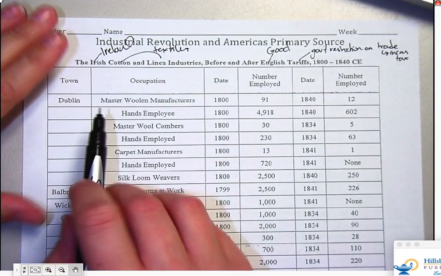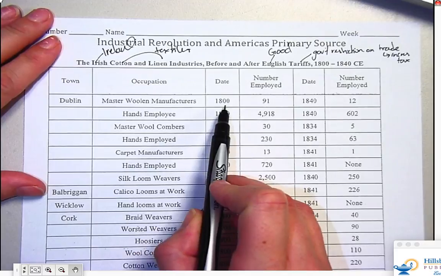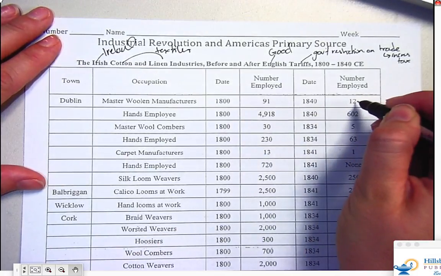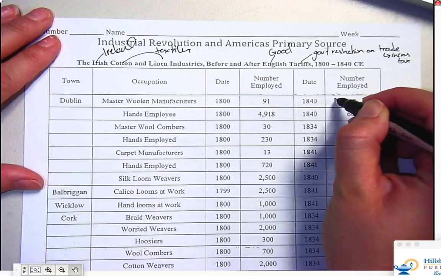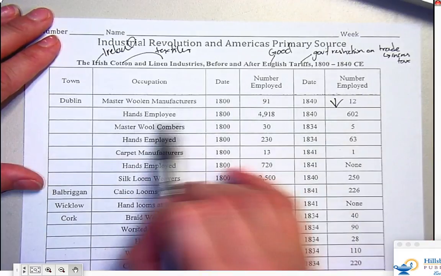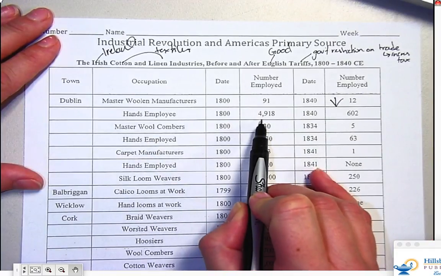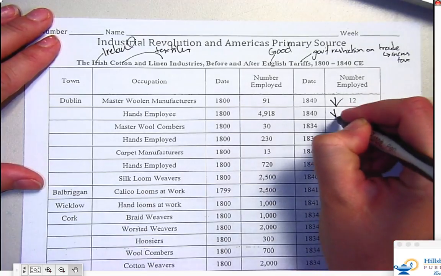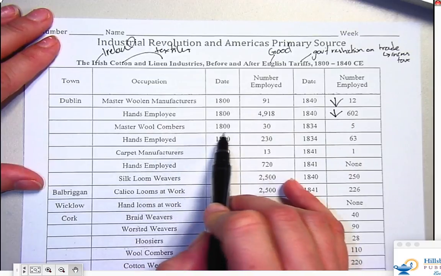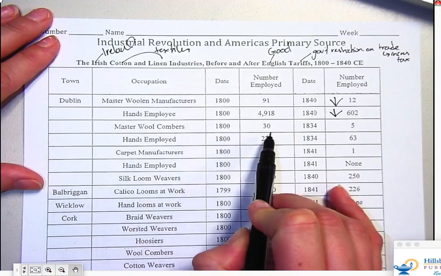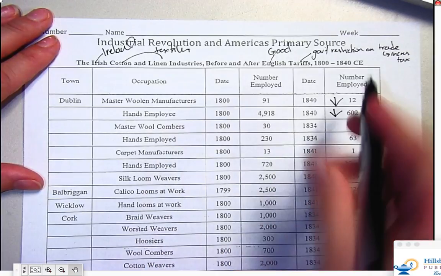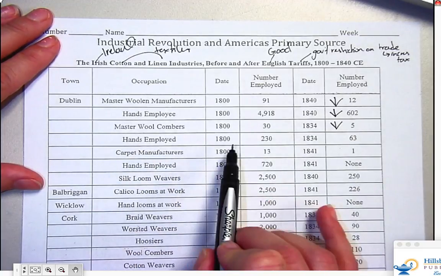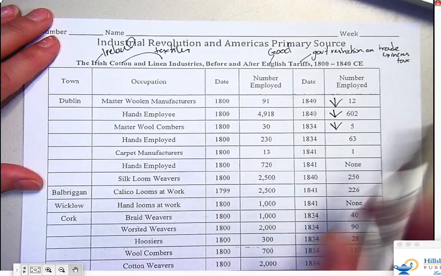Okay, so town, Dublin, master woolen manufacturers, 1800, 91 employed, 1840, 12. Is this up or down? Increase or decrease? Hands employed, 1800, 4,918, 1840, 602. Increase or decrease? Master wool combers, 1800, 30, 1834, 5. Increase, decrease? Hands employed, 1800, 230, 1834, 63.